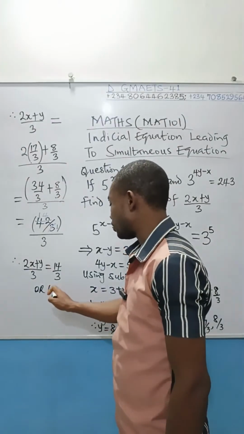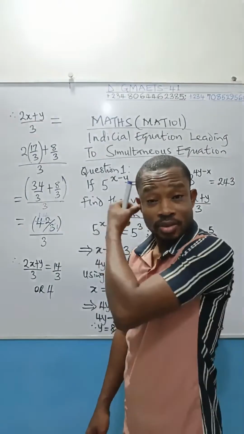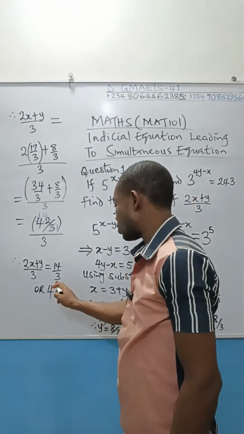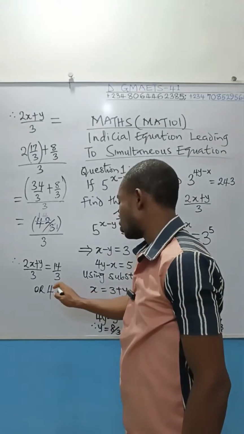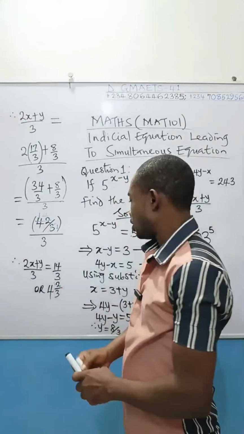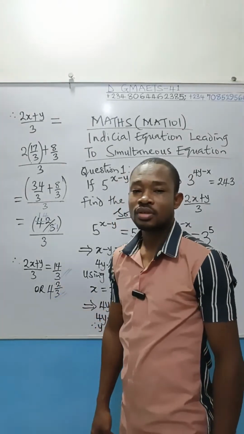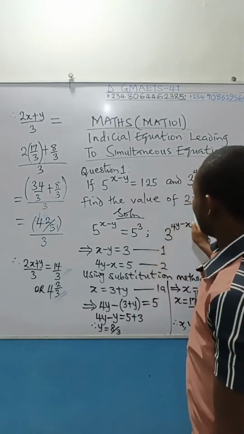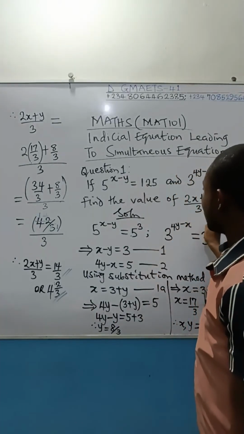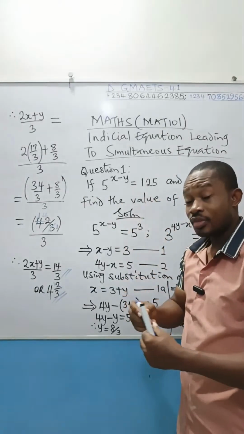4 whole time. That 4 whole time will give you 12. So what is going to be the remainder? 2. The remainder will be 2, then over the denominator 3. So either one leave the answer like this, or you leave the answer like this. That is the value of 2x plus y over 3 in this indicial equation.